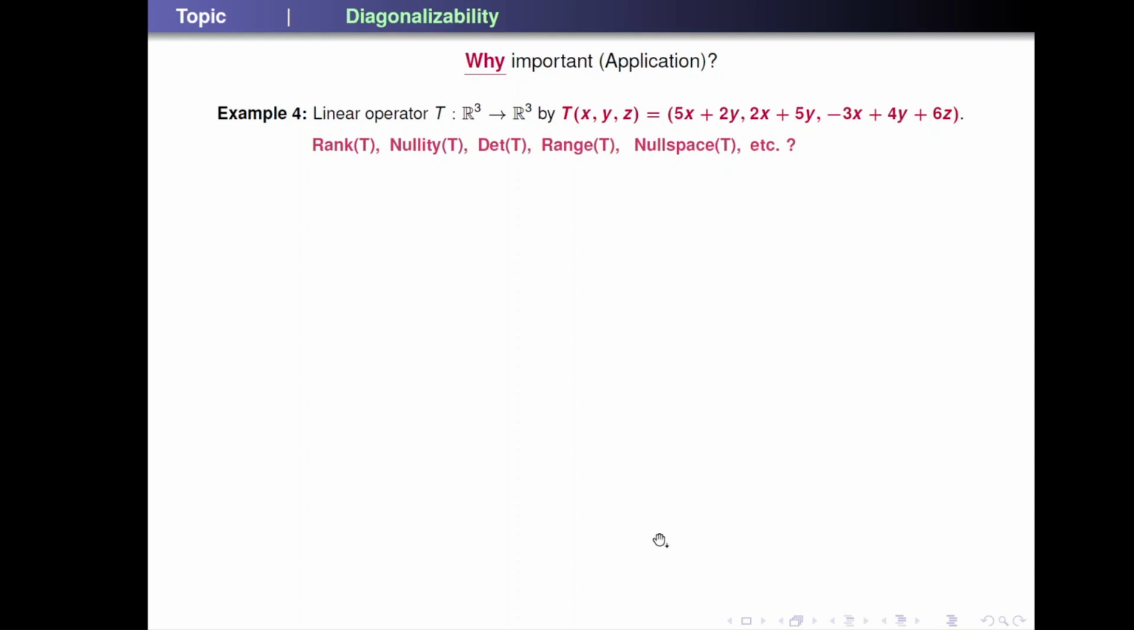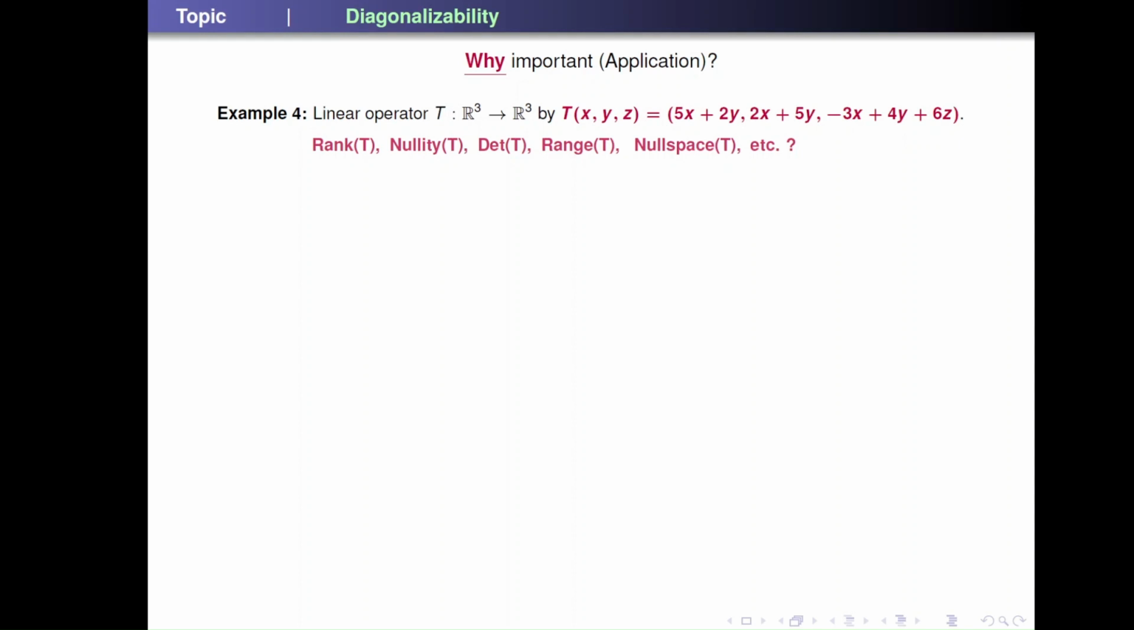Okay, now we come to our final section. Why is this important? Here I present one example of a linear operator from R3 to R3. What are the basic questions one can ask about a linear operator? These are, for instance, the rank of this operator, the nullity of this operator, and two very important subspaces associated with a linear operator: the range space of T and the null space of T.